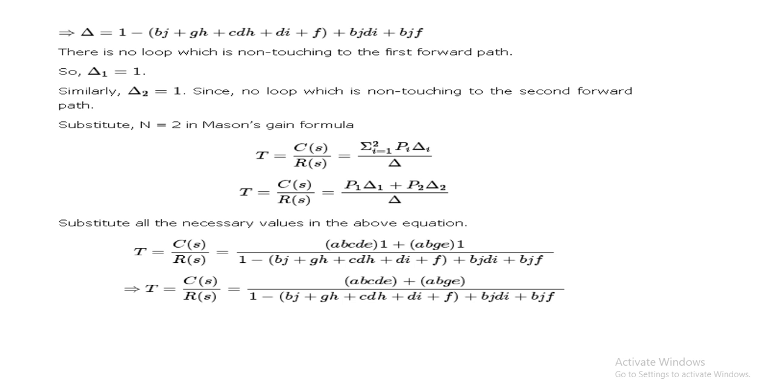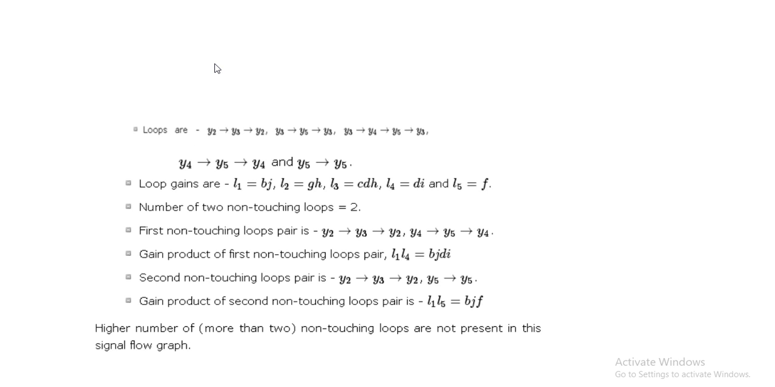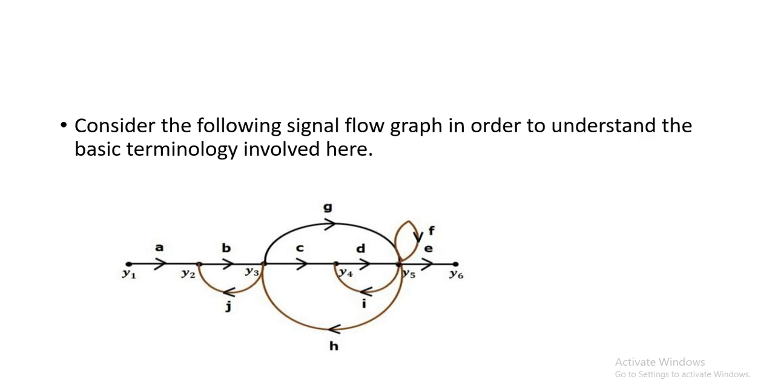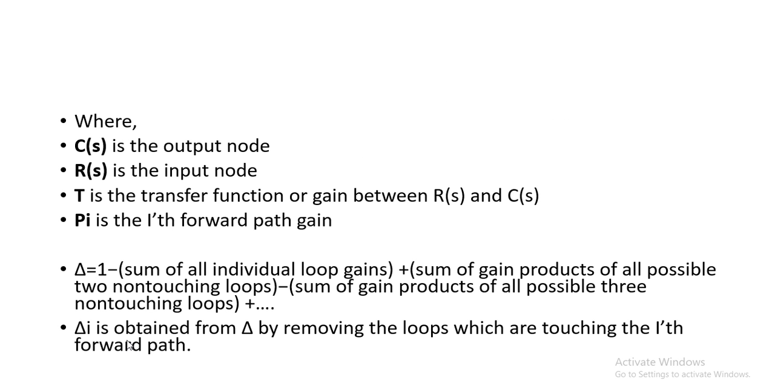Now the next thing is to calculate delta 1. What will delta 1 be? Let us see that formula again. Delta i is obtained from delta by removing the loops which are touching the ith forward path.